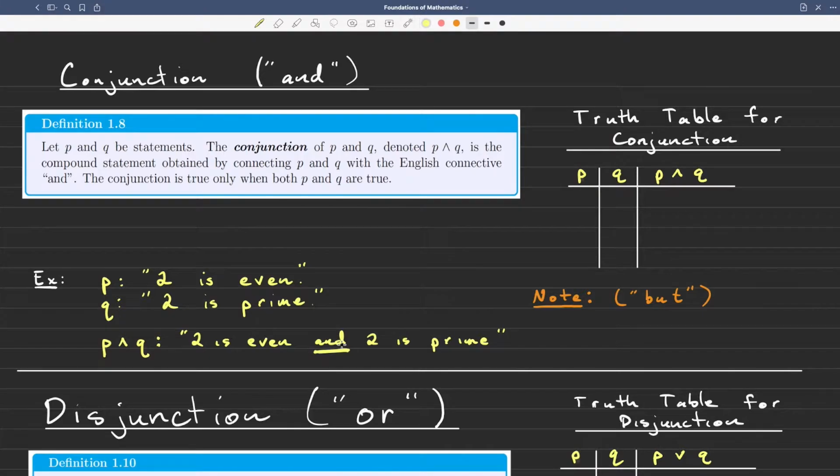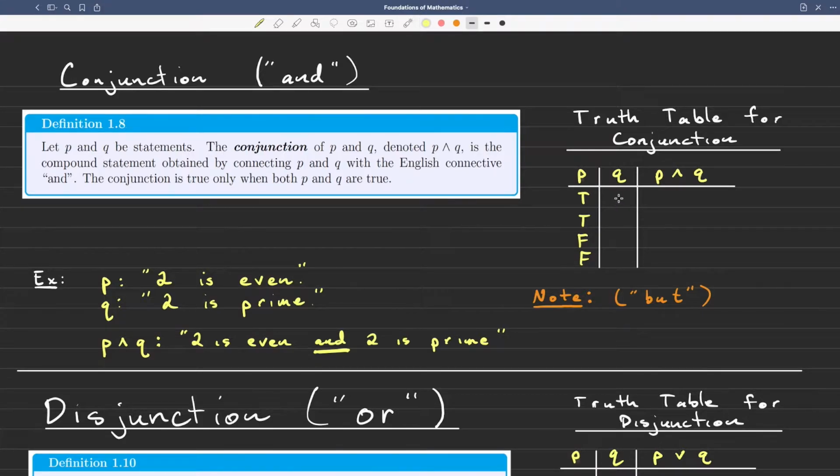Let's take a look at a truth table for conjunction, or and. Here there are two variables in the compound statement. If I want to generate all possible combinations of truth values of P and Q, what I can do is label the table like this on the first two columns. Under the P column, I'll do true, true, false, false in that order.